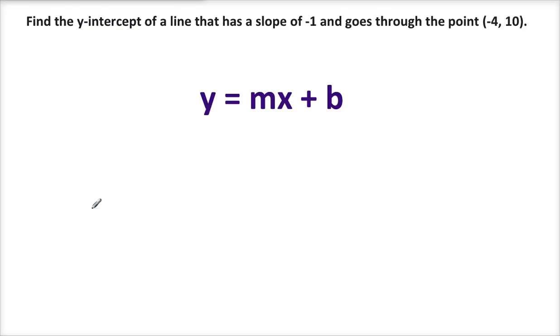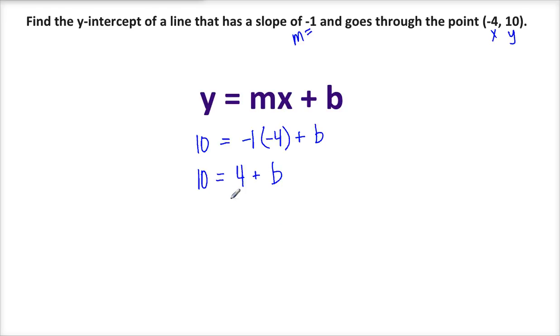Let's do another one. Find the y-intercept of a line that has a slope of -1 and goes through the point (-4, 10). Okay, remember, if I'm given the slope, that's represented by the variable m, and a point is just an x and a y coordinate. So let's plug in what we know. y is 10, m is -1, x is -4, and we don't know what b is, so b stays b. Let's clean it up so it's easier to work with. -1 times -4 is +4. So 10 equals 4 plus b.